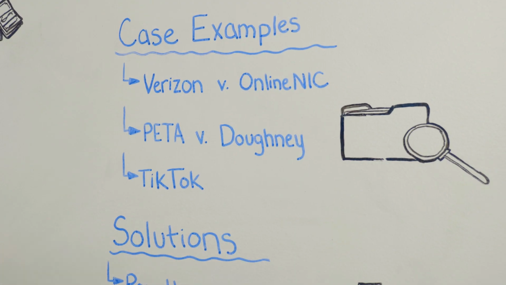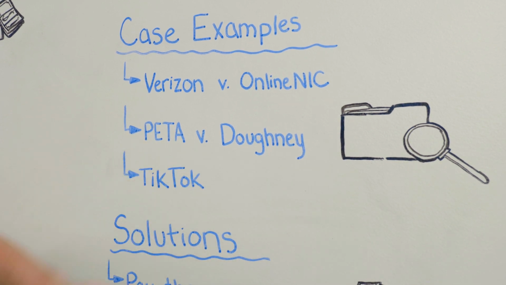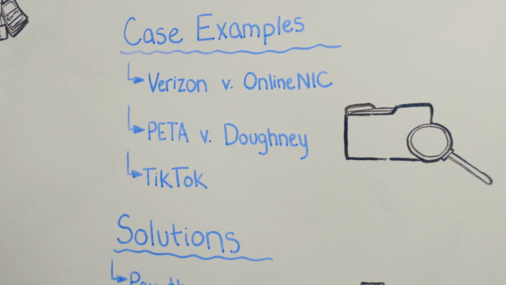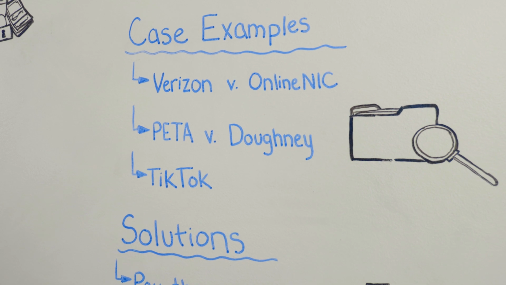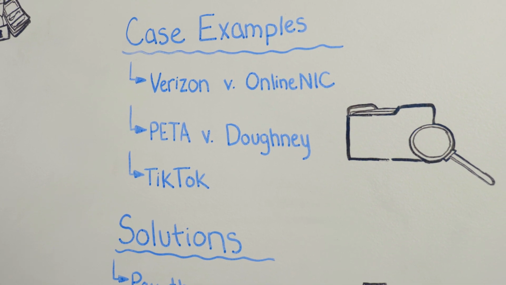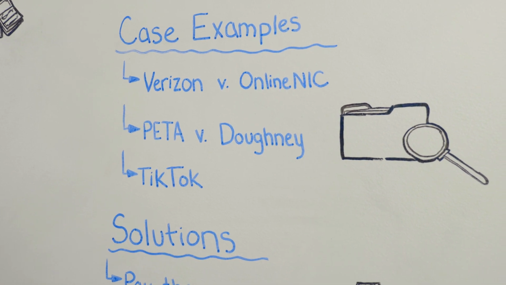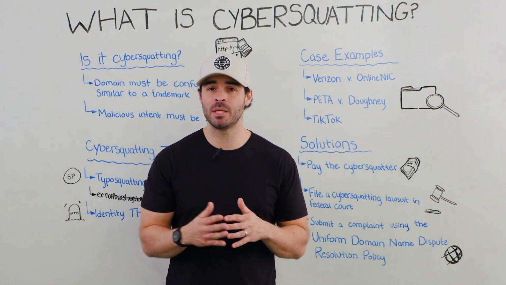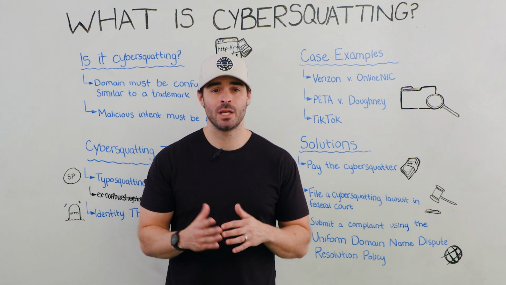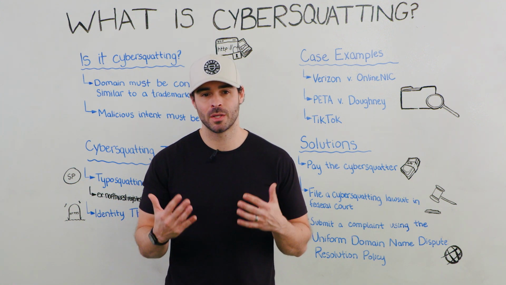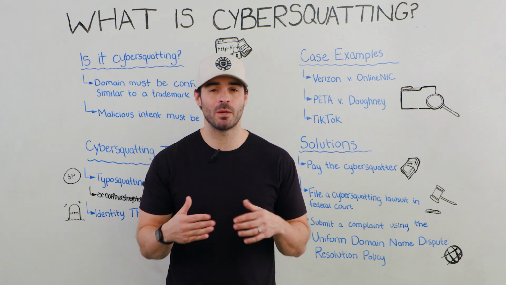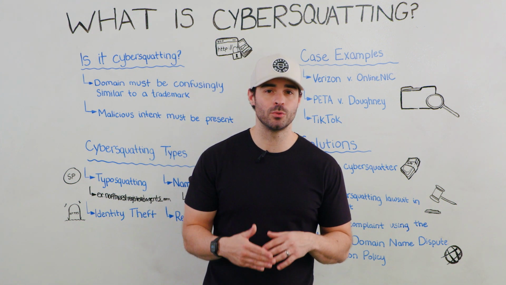The next example we're going to look at is PETA versus Doughney. Michael Doughney registered the domain PETA.org, at which he launched a website dedicated to people eating tasty animals, which riffed on PETA, People for the Ethical Treatment of Animals, and which Doughney claimed was a parody. Doughney ultimately lost the claim and was forced to hand the domain back to PETA.